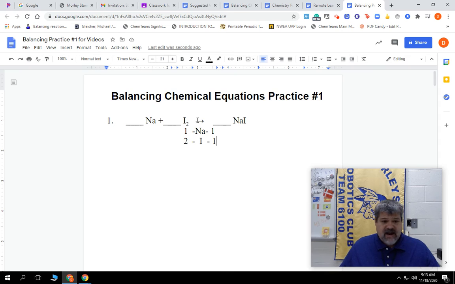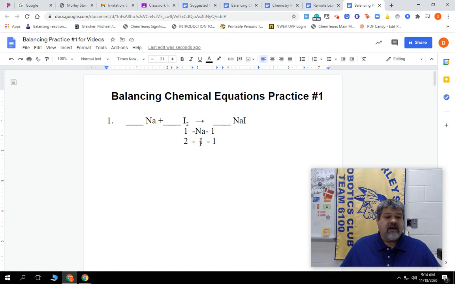Okay, one thing that I cannot do, I cannot change any of the subscripts. Because if I change the subscripts, that means that we're changing the compound. So what do we have to do? We have to change the coefficients. So what are the coefficients? They're the numbers that go in front. So we can add numbers in these blanks, but we can't change the subscript.